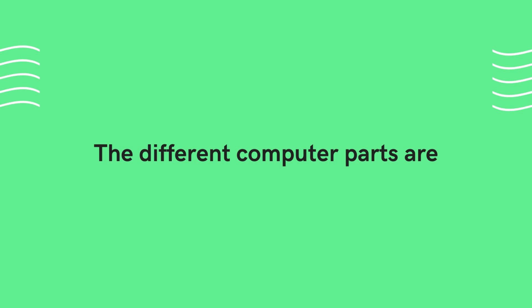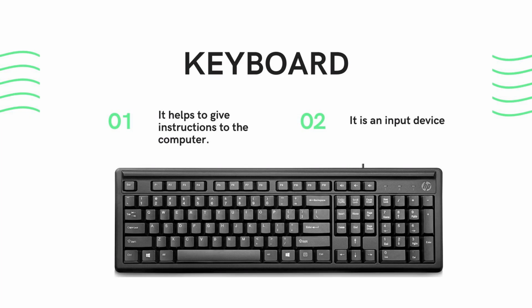Let us get familiar with the different parts of a computer. They are keyboard, mouse, monitor, printer, CPU. Keyboard. Keyboard is an input device. It helps to give instructions to the computer. We can enter words, numbers, signs, etc. through the keyboard.